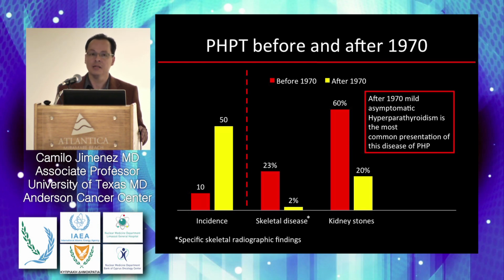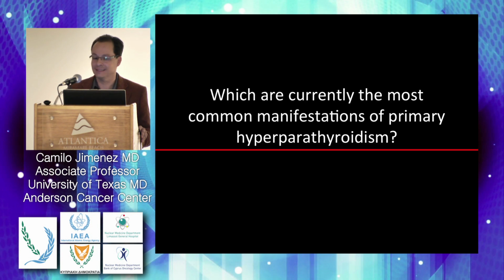And of interest, because of the discovery of primary hyperparathyroidism accidentally by the autoanalyzer, the incidence of this condition increased after 1970. Whatever was considered initially a rare disease is no longer rare and is becoming one of the most common endocrine conditions in clinical practice. Another important aspect, after 1970, instead of seeing all those symptoms, what we see is mainly patients who have mild asymptomatic hyperparathyroidism as the most common clinical presentation of this disease.